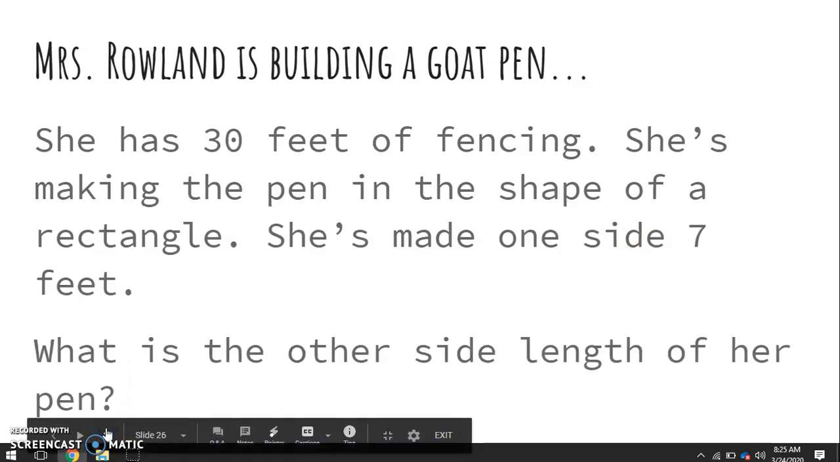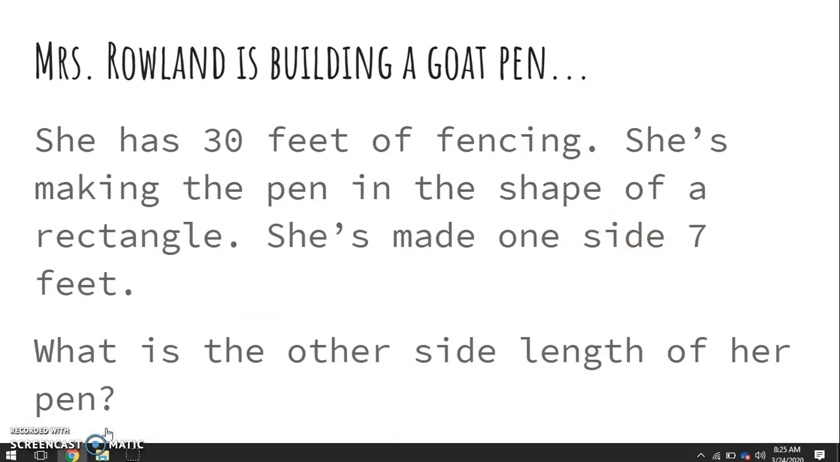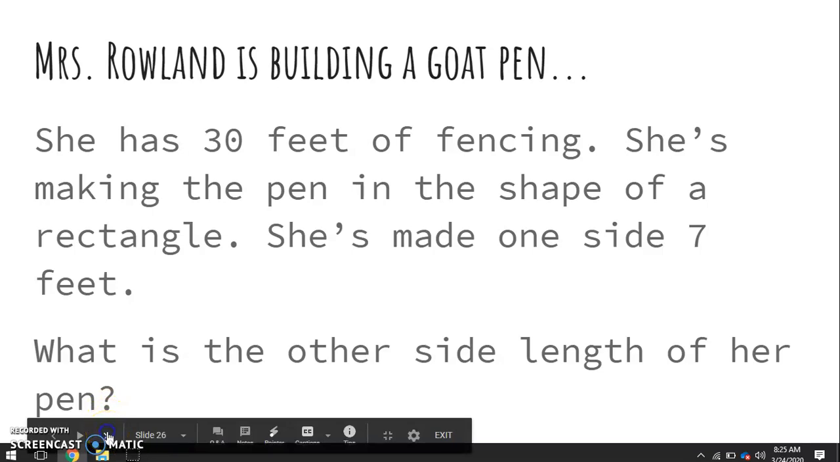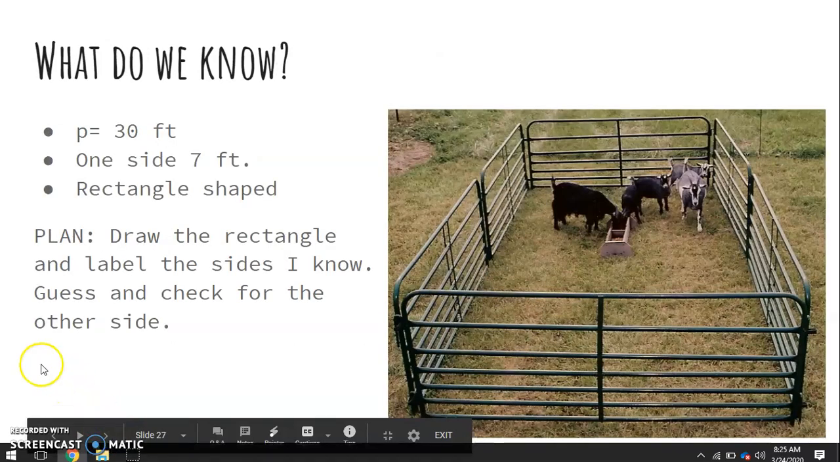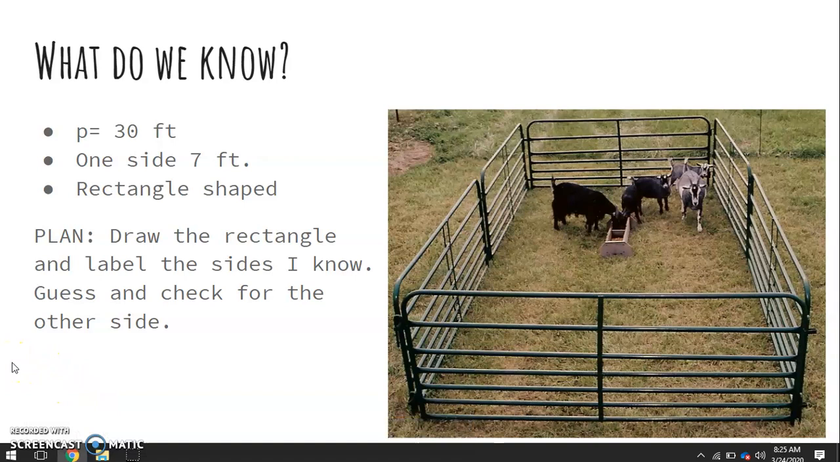What is the other side length of her pen? Okay. So let's think about what we know. If we were using UPS check, we would be writing down or underlining that the perimeter is 30 feet. We know that. We know one side is 7 feet, which actually tells us that another side is 7 feet, right? Because it's rectangle shaped.